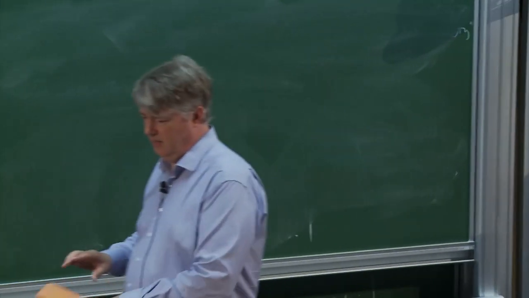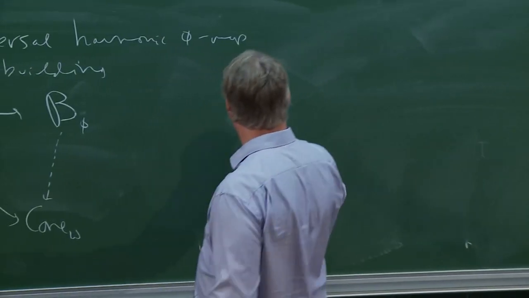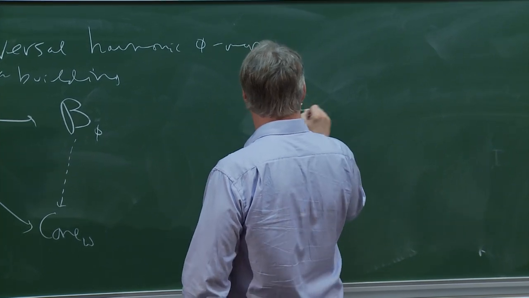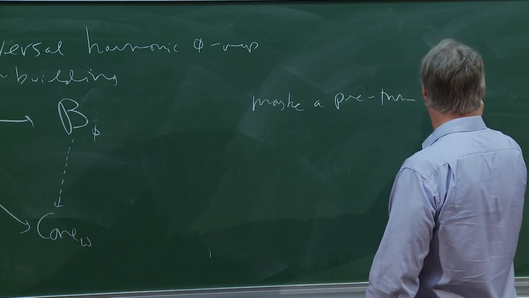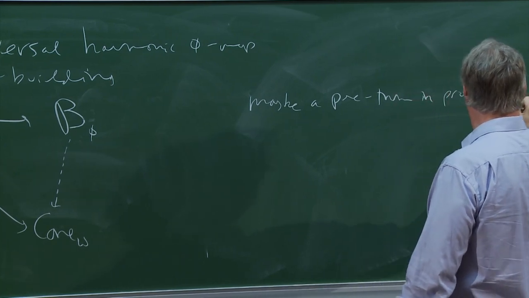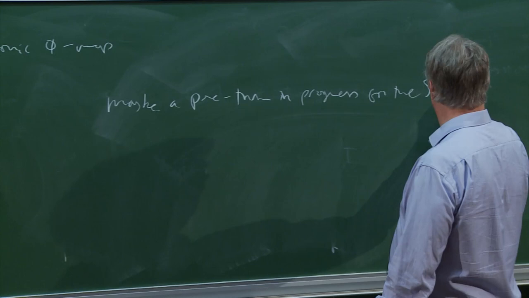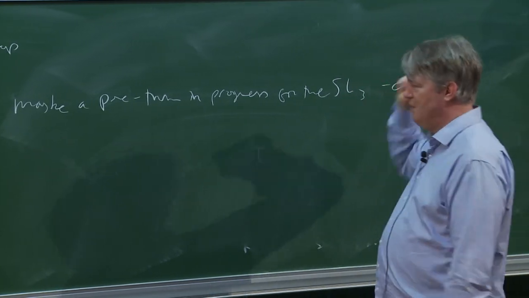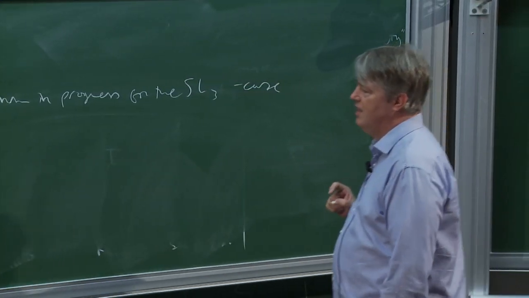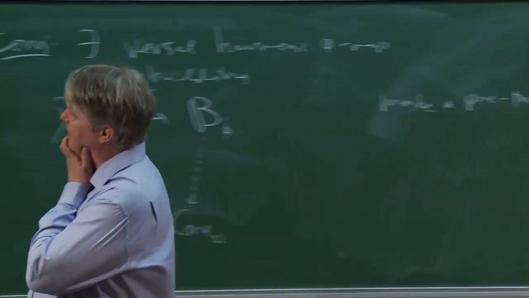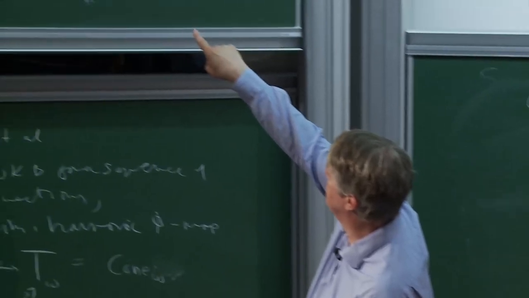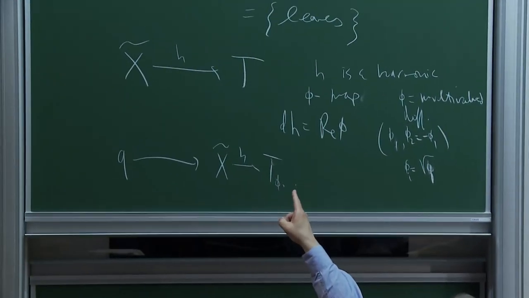So we think this may be a pre-theorem, maybe a theorem in progress in the SL3 case. In the SL3 case, the idea is to kind of cheat anyway. Here we're cheating a lot, you might say, because we're using the fact that the tree is going to be a quotient of x.